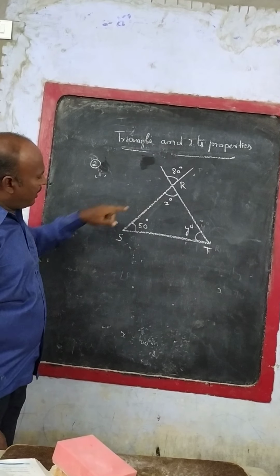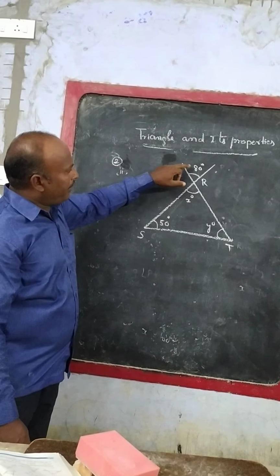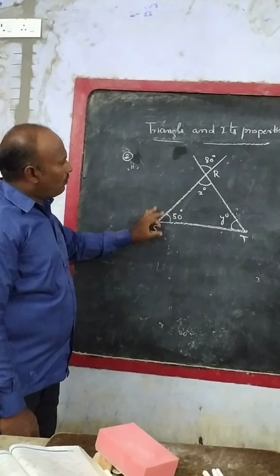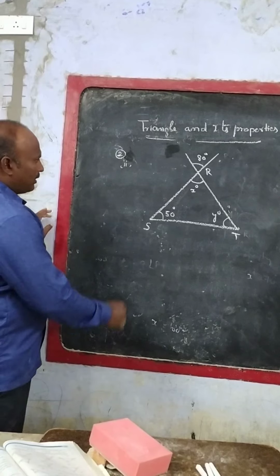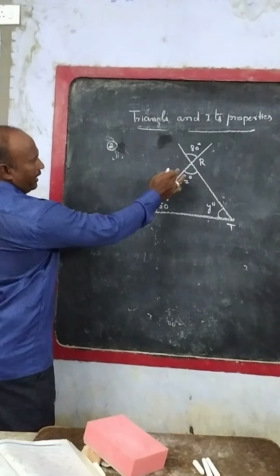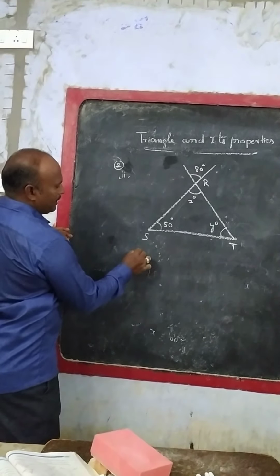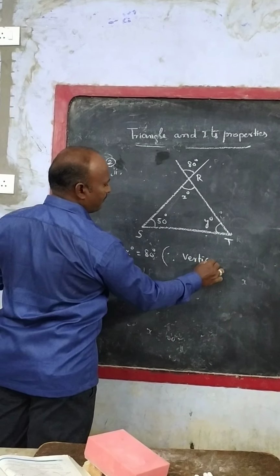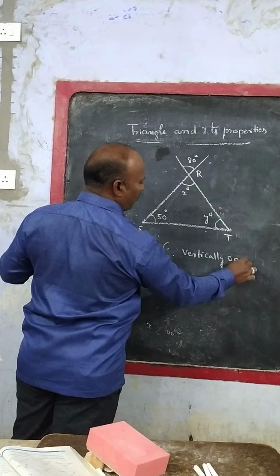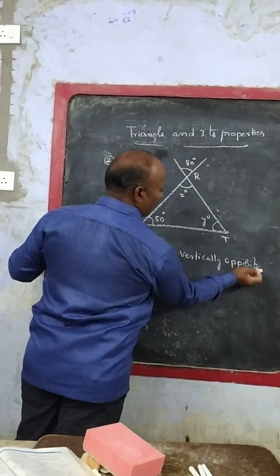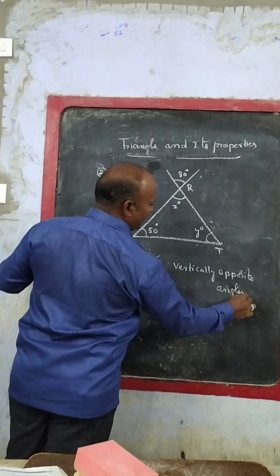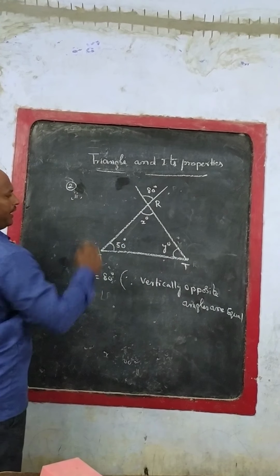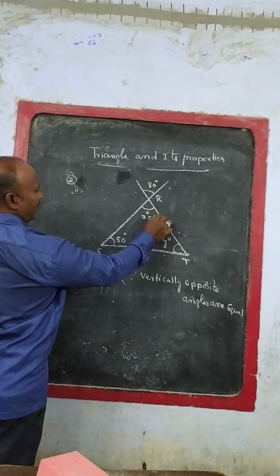In triangle RST, here 80 degrees and x degrees are vertically opposite angles. Vertically opposite angles are equal. That means x degrees is equal to 80 degrees, since vertically opposite angles are equal. That means angle x degrees is equal to 80 degrees. This is 80 degrees.